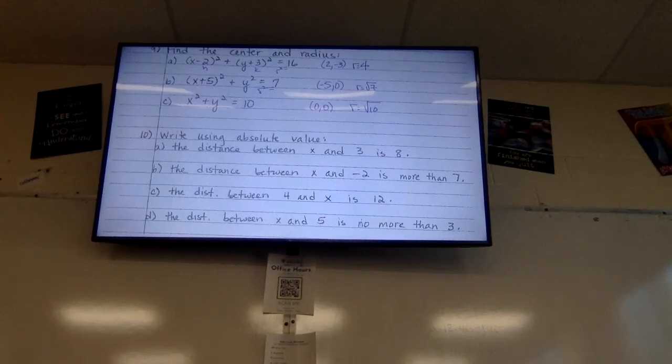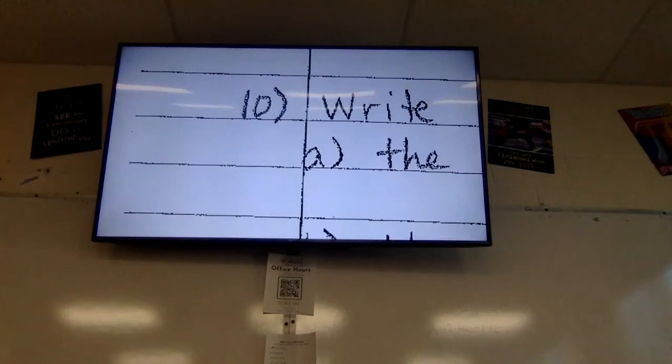So it says write using absolute value. So we're going to write an equation. Absolute value will be in the equation. We're saying the distance between x and 3 is 8. Okay. So that means, and I'm just going to kind of draw a little number line. You don't have to do this. You can just watch and listen. It says the distance between some number and 3 is 8. Now, I don't know what that some number is, but I know that 3 is a number that I care about. And I know that there's another number somewhere out here on my number line. And the distance between 3 and that number is 8.